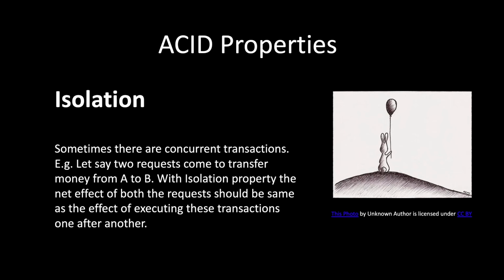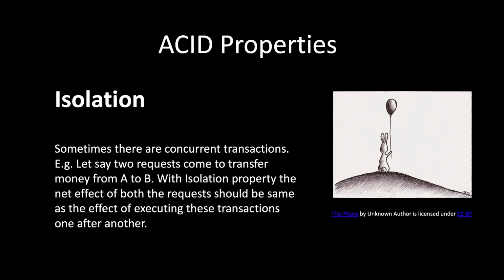The third property is isolation. In isolation, what we refer to is that many times concurrent transactions will come on a database, two transactions at the same time. Let's say two requests come to transfer money from A to B. If we have the isolation property, then the net effect of these requests will be the same as the effect of executing these transactions one after another, which means we do not intermix two transactions. We actually do transactions in an atomic way, one after another, and they take place in isolation.